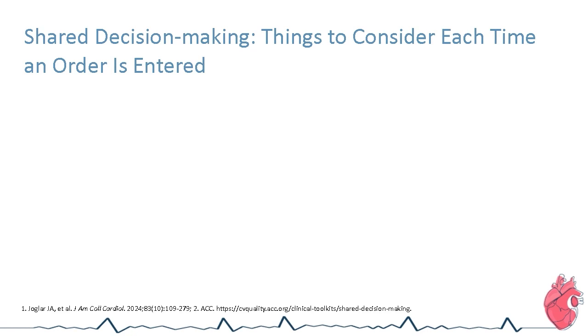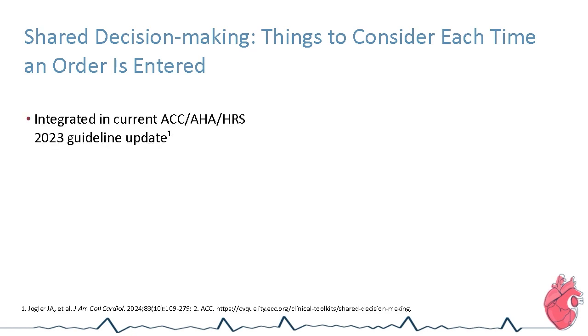Shared decision-making: things to consider each time an order is entered. Shared decision-making has always been a part of practice, but it is now becoming more delineated in how we approach this with our patients. It's now integrated into the current 2023 ACC, AHA, and HRS guidelines as a part of what we do when deciding whether or not to order an oral anticoagulant.